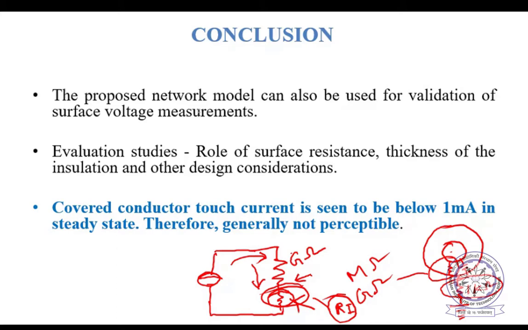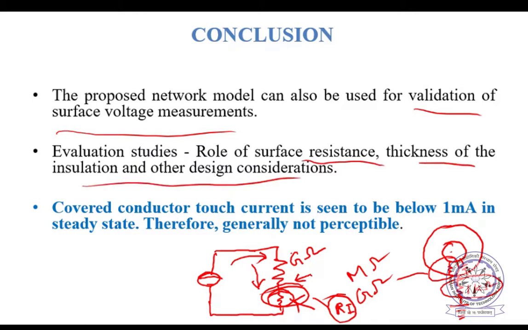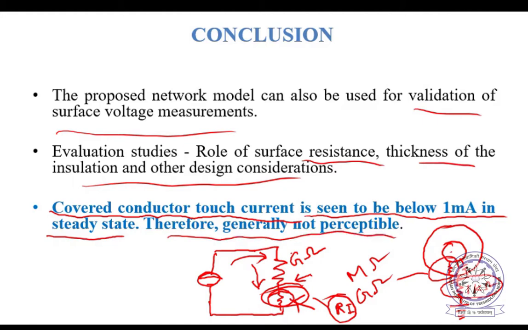The proposed network model can also be used for validation of surface voltage measurements that we are doing, of course. And evaluation studies, the role of surface resistance, thickness of the insulation, and design considerations can also be obtained using the equivalent circuit. My main conclusion is that for a covered conductor, touch current is seen to be below 1 milliampere in steady state, therefore generally not perceptible in steady state. So this is the conclusion of the work.